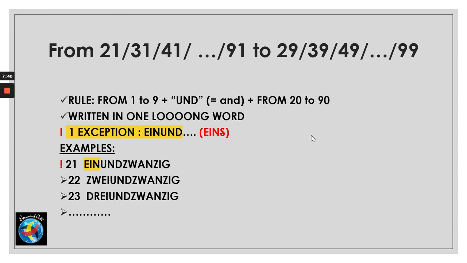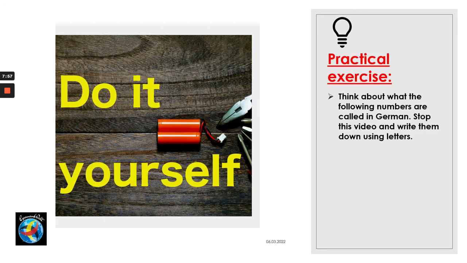With this in mind, my recommendation would be to write down some examples. You can, of course, write them all down if you want, but I wouldn't waste my time doing this. As long as you understand the rule, some examples are enough. And we got to the practical exercise for today. Think about what the following numbers are called in German. Pause this video, and write them down using letters.